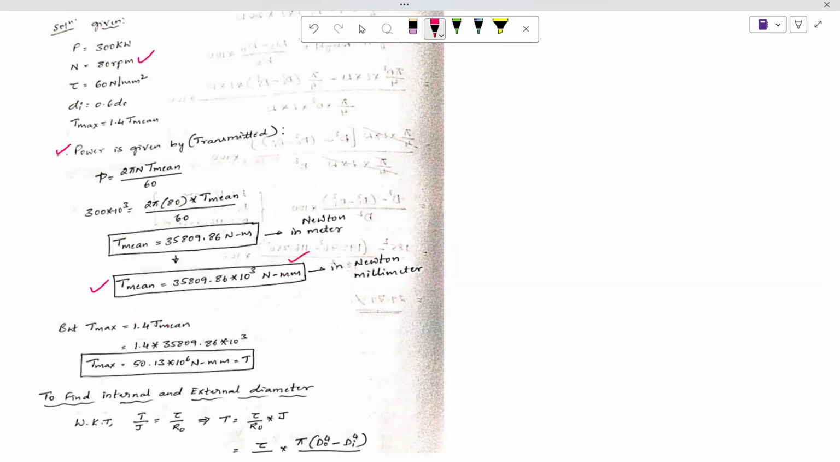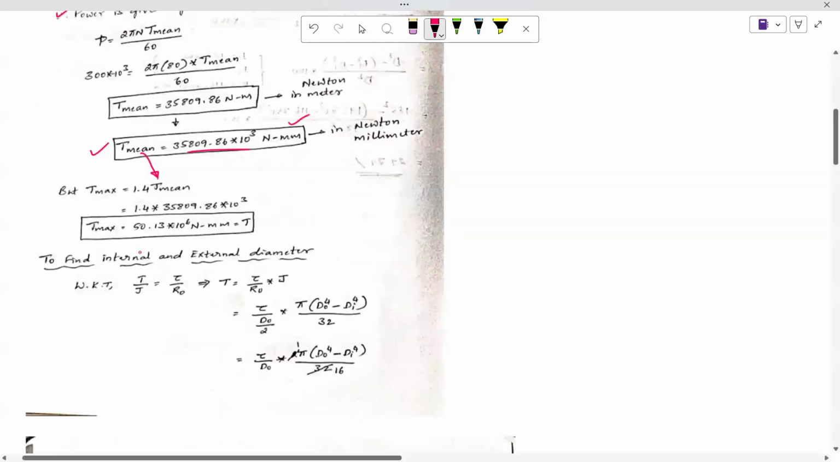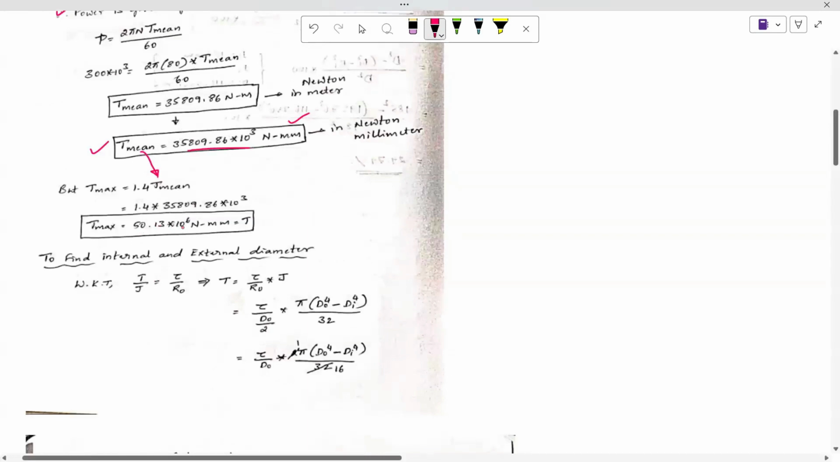After finding this mean torque, use the condition given in the problem: maximum torque is equal to 1.4 times the mean torque. Now substitute the value of mean torque in this equation. So 1.4 into 35,809.86 into 10 to the power of 3. This value gives 50.13 into 10 to the power of 6 Newton millimeter. That is the maximum torque, the torque we are going to use to find external and internal diameter. So finding the torque is over.